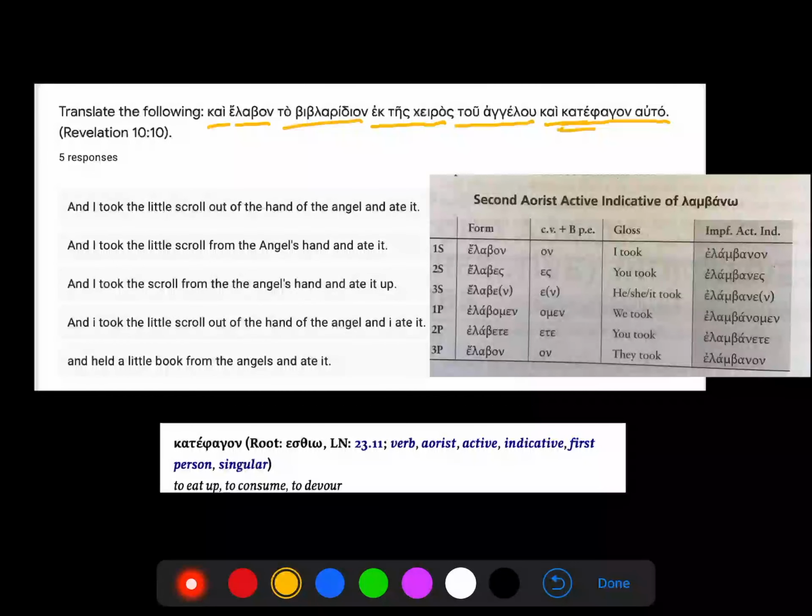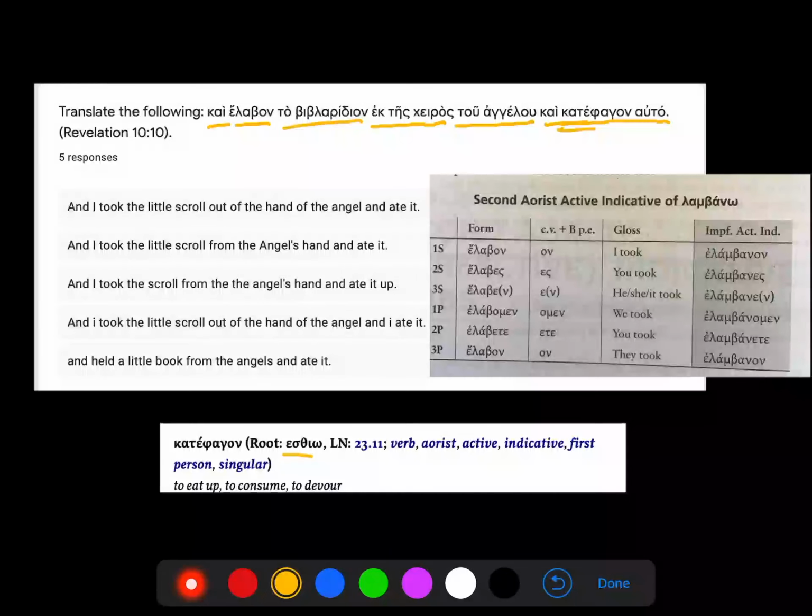Or is it really just a synonym for esthio? And esthio comes later on in the translation, in the next verse, I think. So anyway, we won't get into that now. We just want to recognize the second aorist here and think a little bit about the translation.